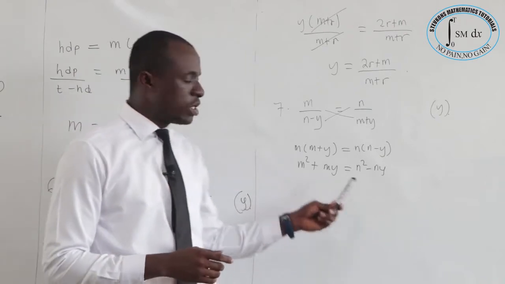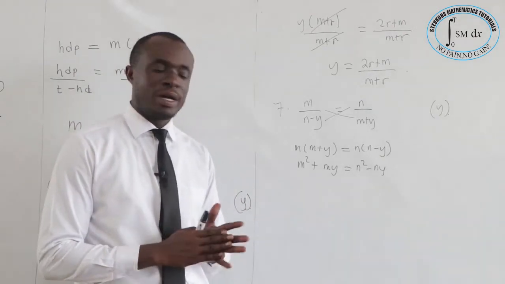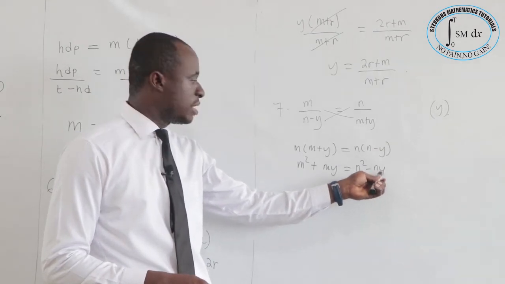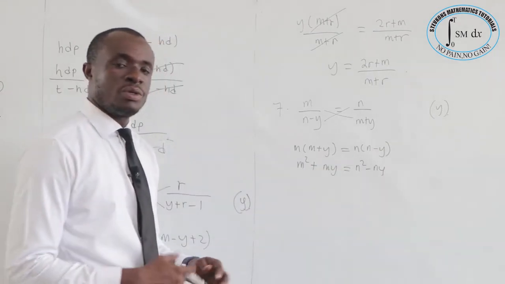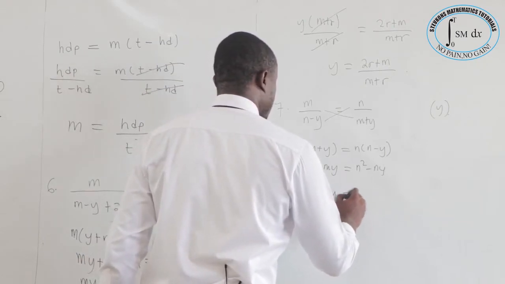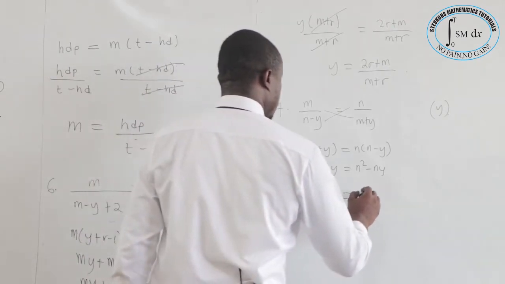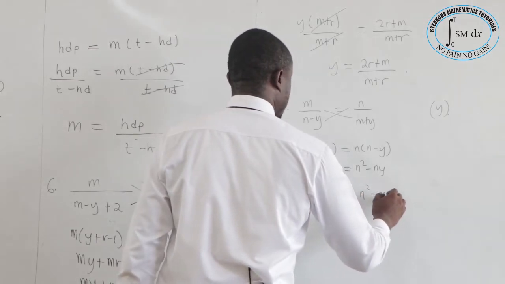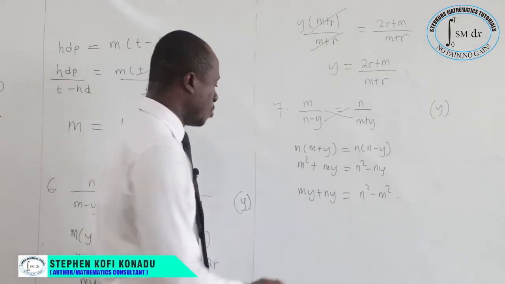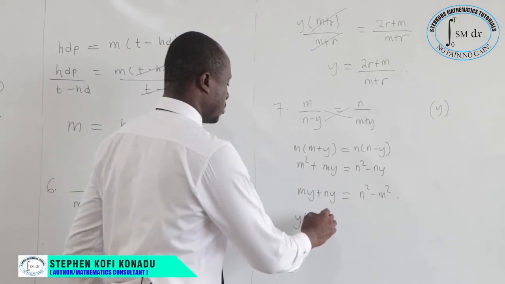Now, from here, what do we do? We group like terms. We want to make y the subject. Now, we have my here, we have ny there. So we have to let this one come to the right hand side. So we have my plus ny equal to, now this will give us n squared minus m squared. Now with this, what is common? y is common. So factorize y out.